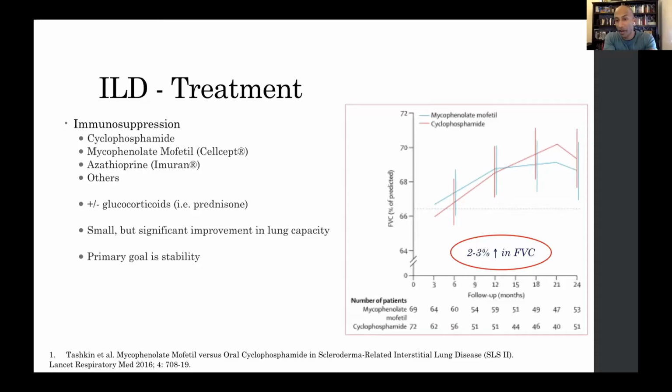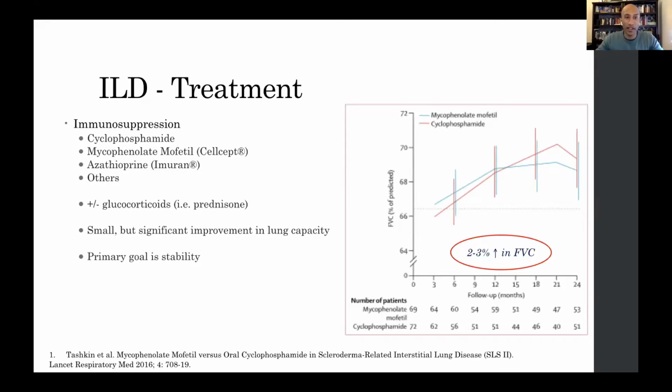So cyclophosphamide, an old immunosuppressant, fairly potent. Mycophenolate mofetil, which we used with our case, trademarked as CellCept. Azathioprine or Imuran, which is often used in other types of rheumatic disease as well. And there are a few others depending on how severe the disease is. You may use some steroids along with that, with caution, because higher doses of steroids is not usually tolerated very well in scleroderma.